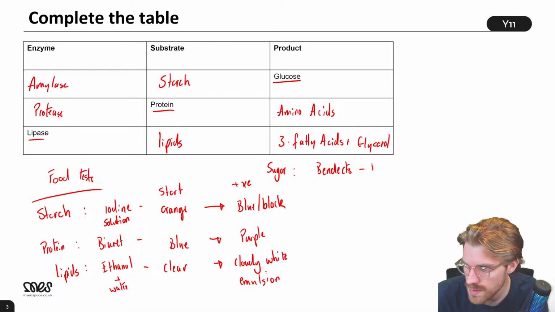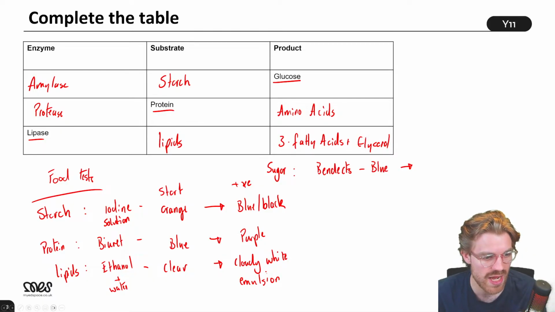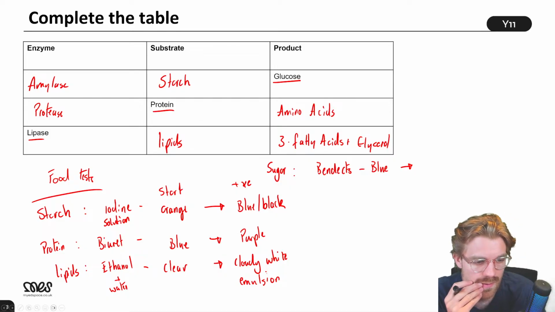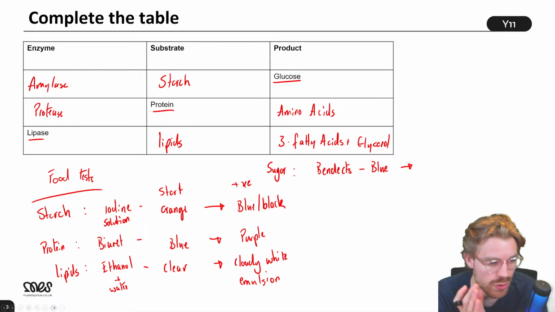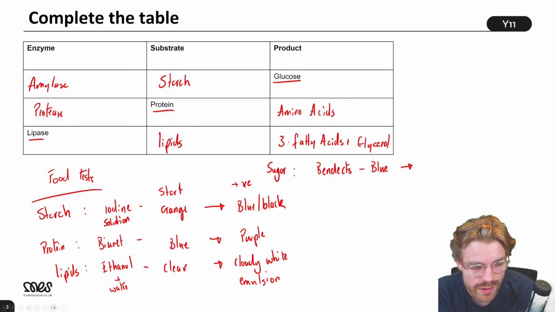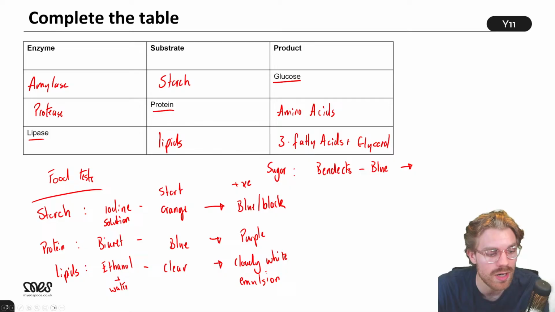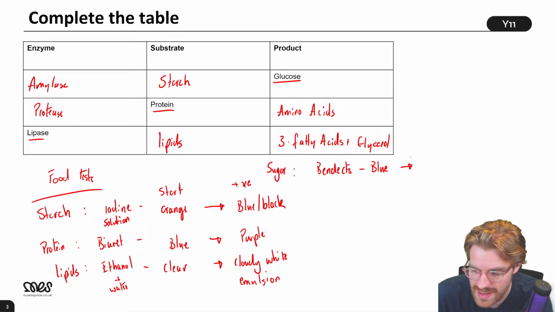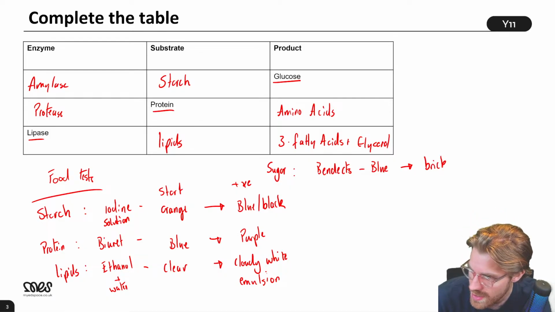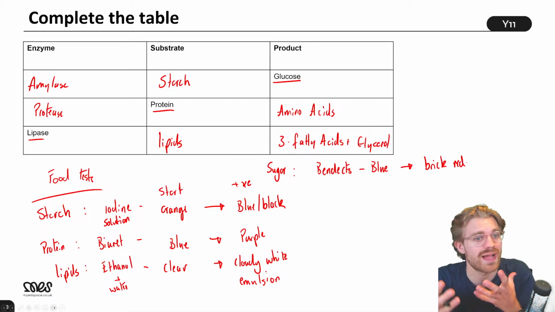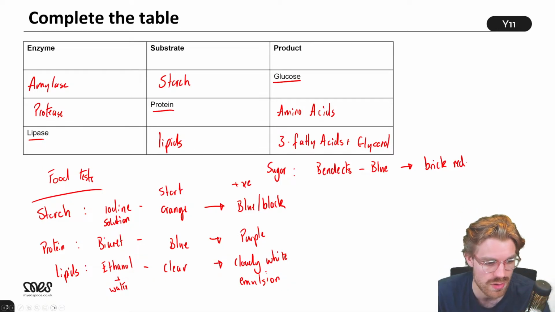Blue, very good, team. Blue is our starting colour for the Benedict's reagent, and the colour is going to change to, what is it going to change to if the sugar is present? Like a brick red. We're going to go right the way through that traffic light: green, yellow, orange, brick red, depending on how much sugar is present. Very good. It is changing to the brick red colour. Brick red precipitate. It's going to form a solution that we can't see through as well.